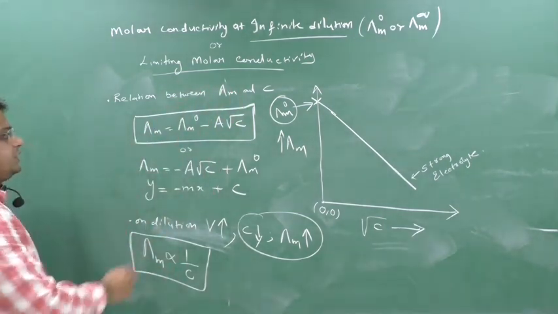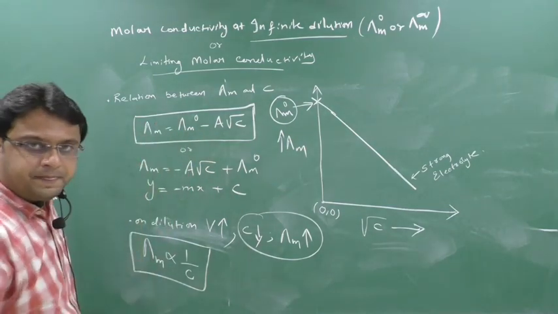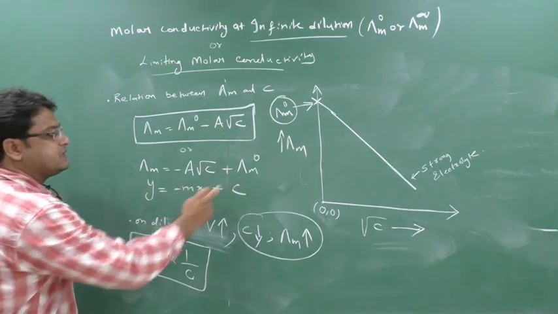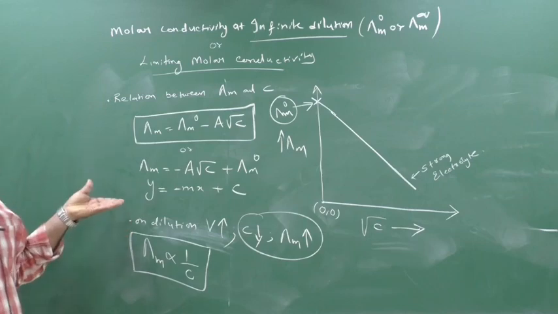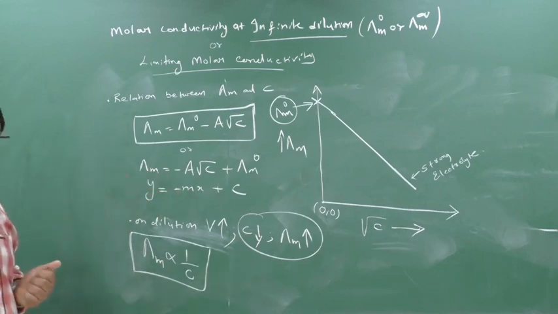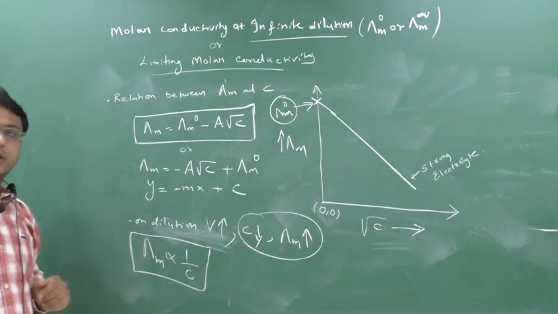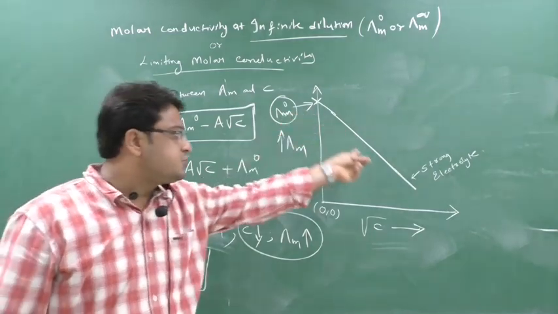So I got this relation. You have to remember this relation, that is lambda m equal to lambda m naught minus a root C. When I rearrange the terms, lambda m equal to minus a root C plus lambda m naught. And when I compare this equation with y equal to mx plus C, I got to know that this equation resembles the straight line equation. So I understood that when I plot this graph, I will get a straight line.